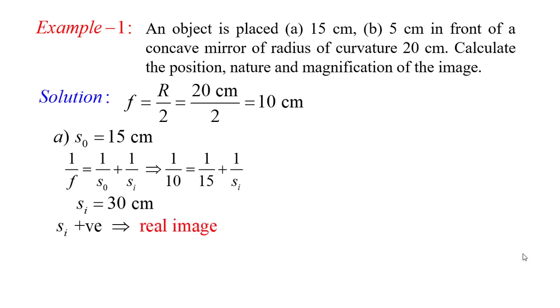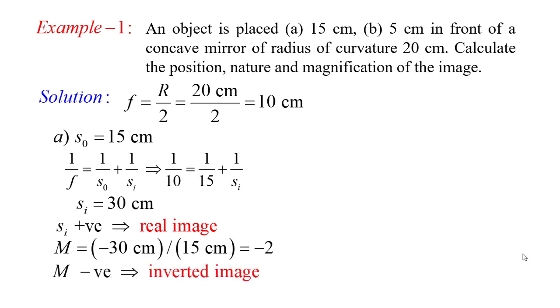And because this Si, which is 30 centimeters, is positive, it means that we have got a real image. And M is minus of Si divided by S naught, which is minus 30 centimeters divided by 15 centimeters, which is equal to minus 2. And as you can see, M is minus 2, which is negative. It means that our image must be an inverted image.